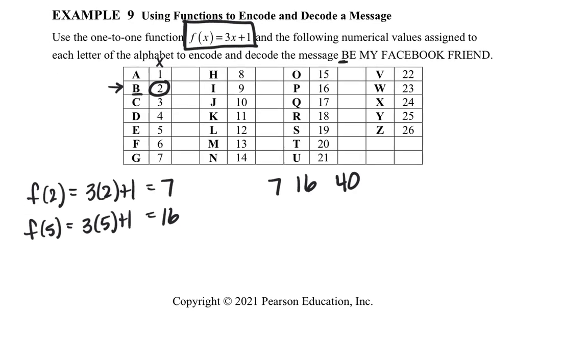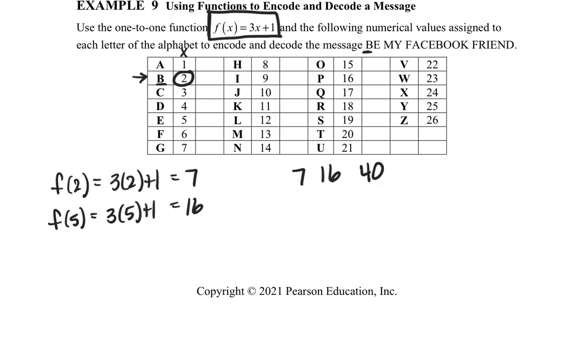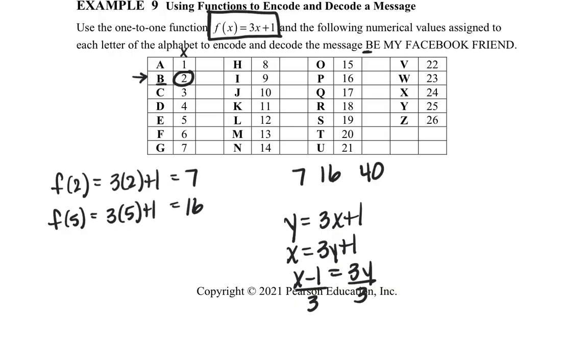So what you're going to do is take the y equals 3x plus 1, and now you get x equals 3y plus 1, and you're going to solve for y. So x minus 1 equals 3y, and then we divide by 3. So y equals 1 over 3 x minus 1 over 3. So now the inverse is 1 over 3 x minus 1 over 3.